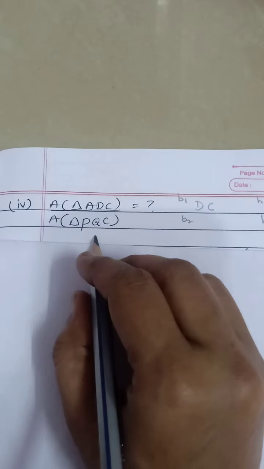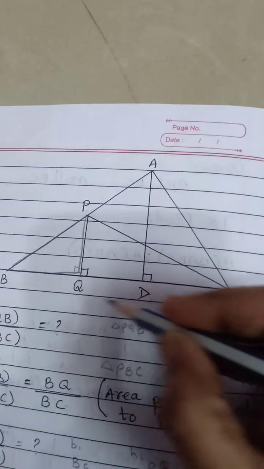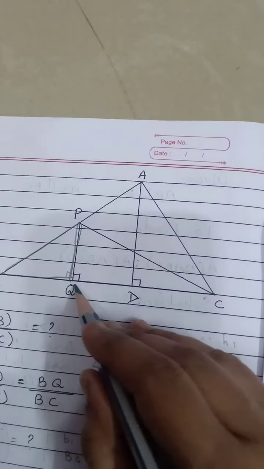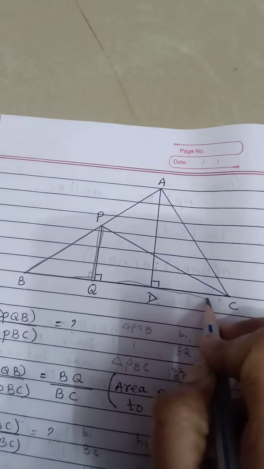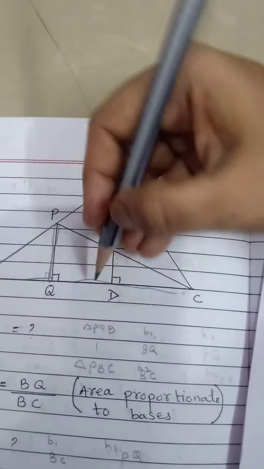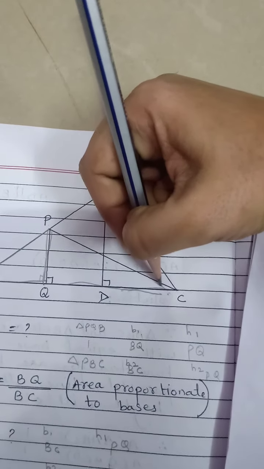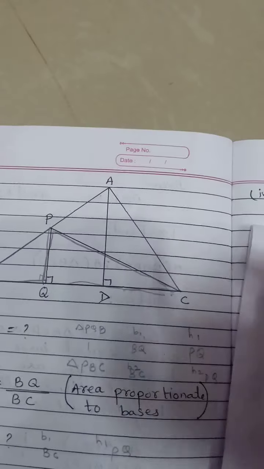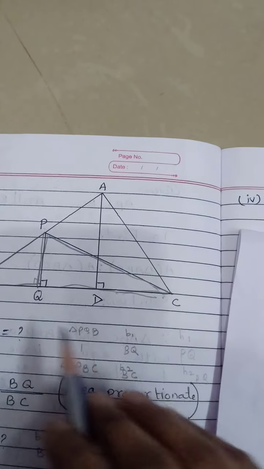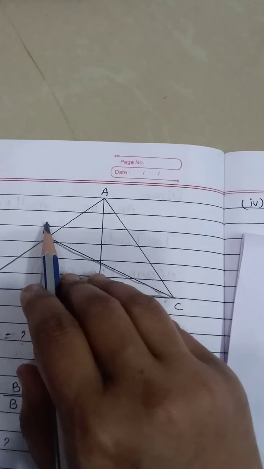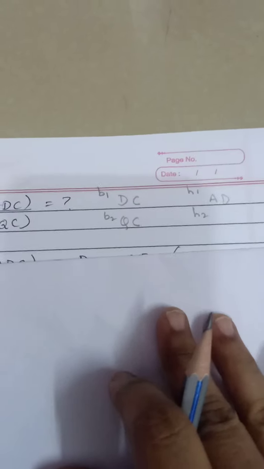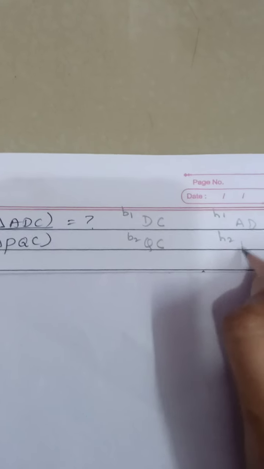Now for the next triangle PQC. PQC, this triangle P, Q and then C, this triangle. So this is the triangle PQC. This triangle we are talking about. In this triangle PQC, QC is base and PQ is height. So QC is base and PQ is height.